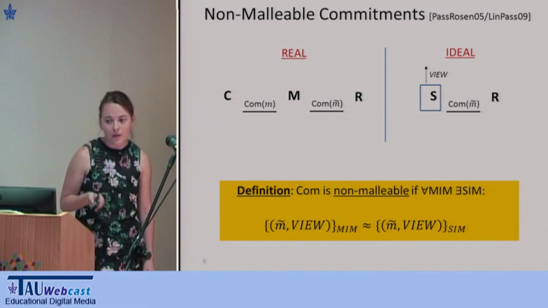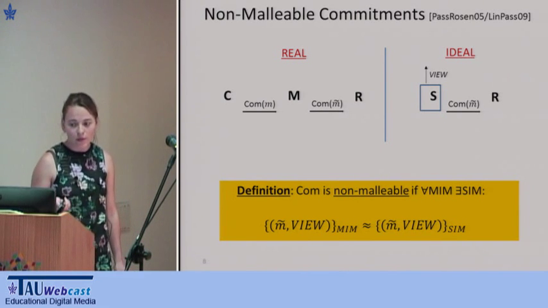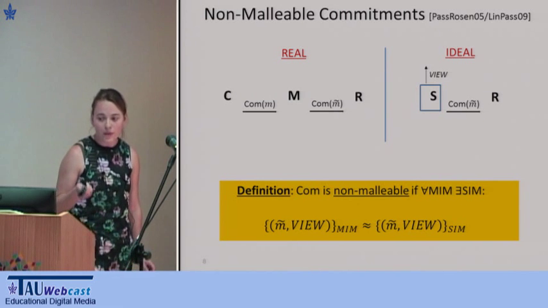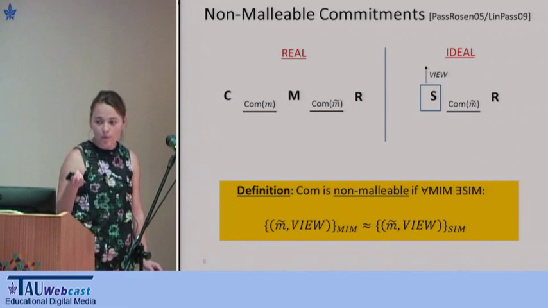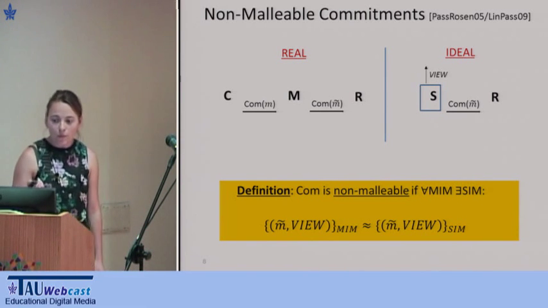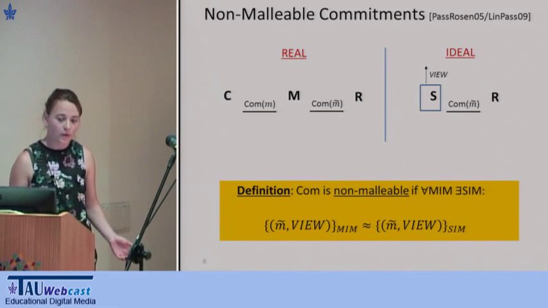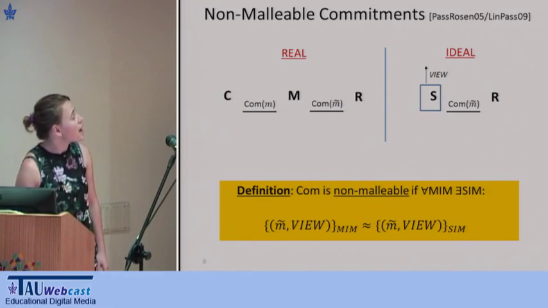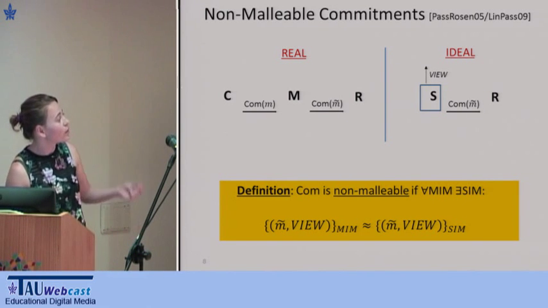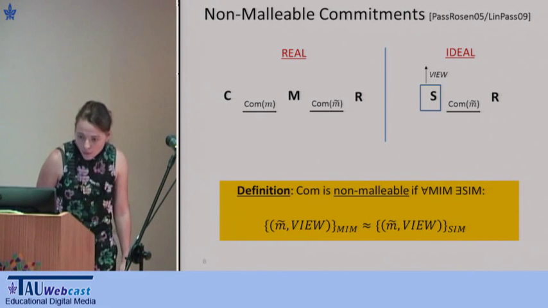view of the man in the middle in the real execution and the value he commits to will be indistinguishable from the simulated view that is output by the simulator, together with the value that the simulator commits to. So we should note that the value m tilde is not output in the clear in the real execution, and it's computed from the view, but inefficiently.